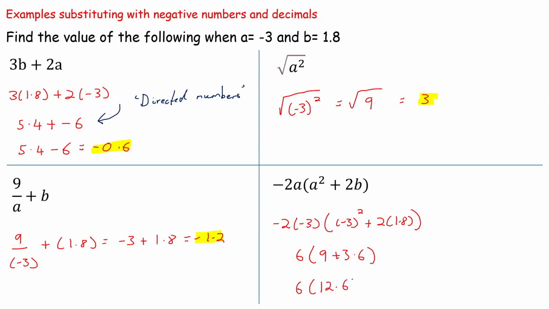12.6. Close the bracket. And again, this means you've got 6 timesing that by 12.6, which is a bit of an awkward one. So I'm going to work it out over here. So let's go and do that up here.